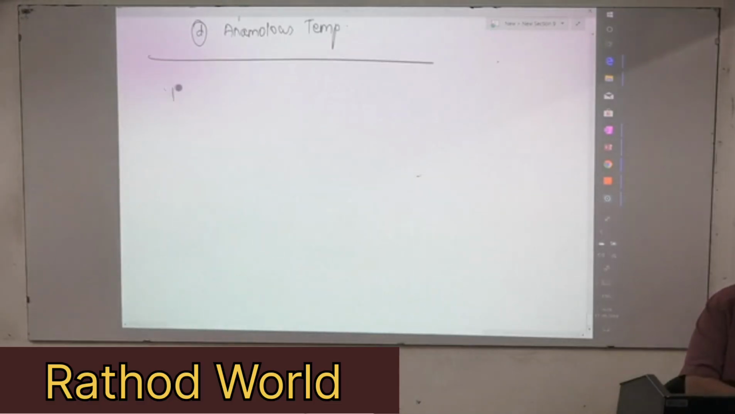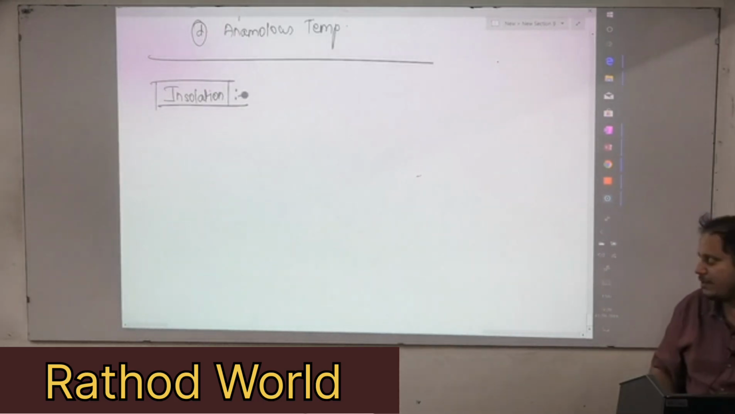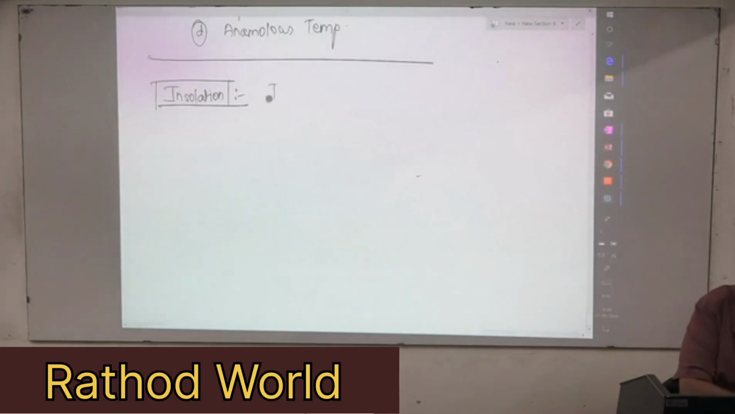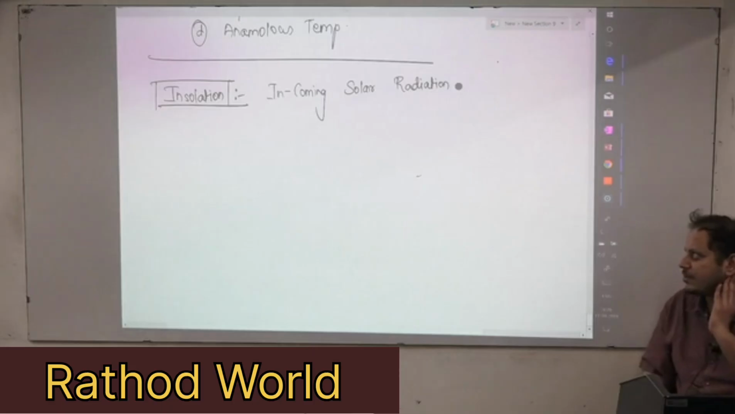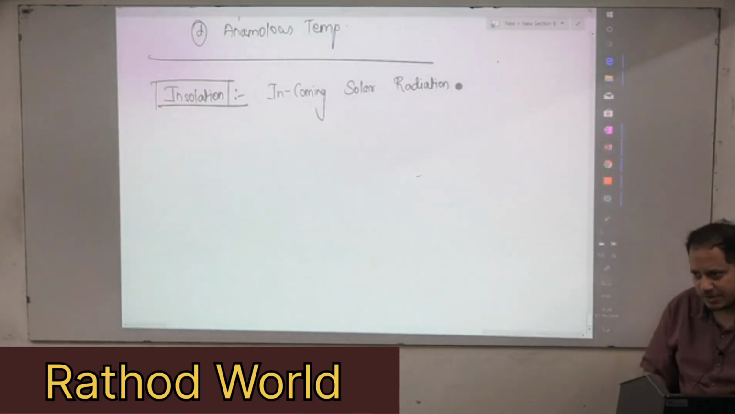Coming to insolation. What is insolation? Again, don't write anything till the time I ask you. You are free to take the notes. What is insolation? Insolation is nothing but incoming solar radiation. Kitna amount of sunlight comes from the sun to the earth is what is known as insolation.